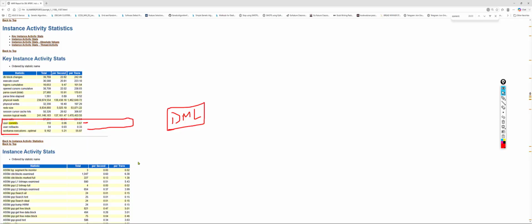You need to see per transaction how many commits happen. Only 0.67 commits are happening. So obviously this can direct us towards an OLAP system. This is not an OLTP.